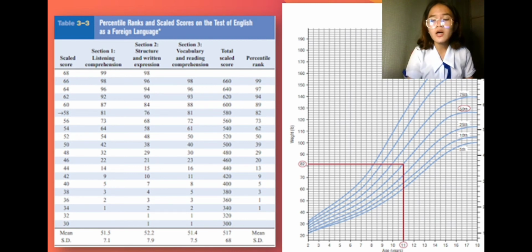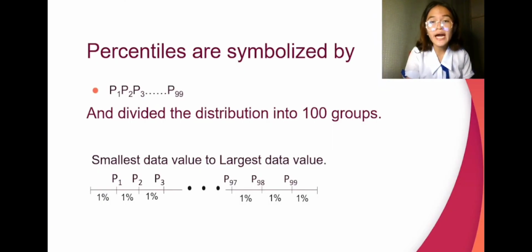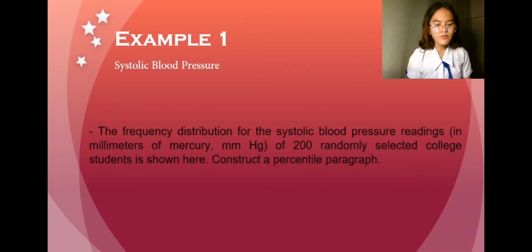So, class, take note that percentiles are not the same as percentages. Percentiles are symbolized by P sub 1 to P sub 99 and divide the distribution into 100 groups from the smallest data value to the largest. Of course, we will not understand this if we do not apply it.